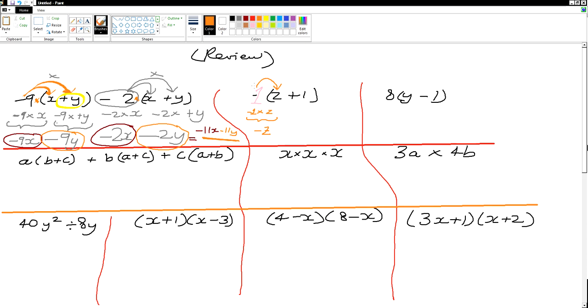Okay, next. We have -1 times +1. So -1 multiplied by +1 will give us -1. When the signs are different, the answer is always minus, when you are multiplying, for example.